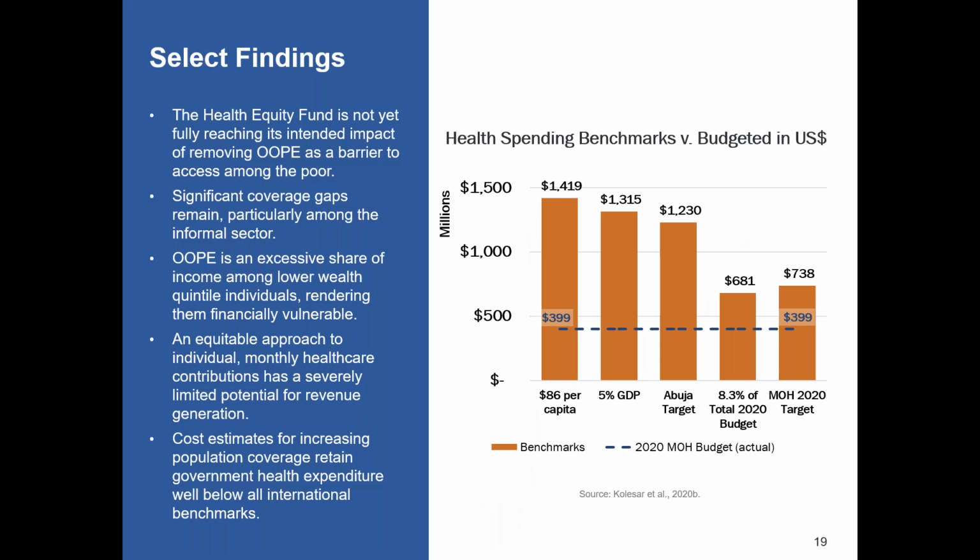So a couple of take-home messages. HEF is not yet fully removing out-of-pocket expenditure, which is a barrier to access among the poor. There are population coverage gaps, primarily among the missing middle. Out-of-pocket expenditure is an excessive share of income among the second and third wealth quintiles, leaving them financially vulnerable to health shocks. And as we can see in the figure, a comparison of the current government health expenditure with international benchmarks shows an investment gap in the health sector. The cost estimates for increasing population coverage through HEF expansion would keep government health expenditure well below all benchmarks.